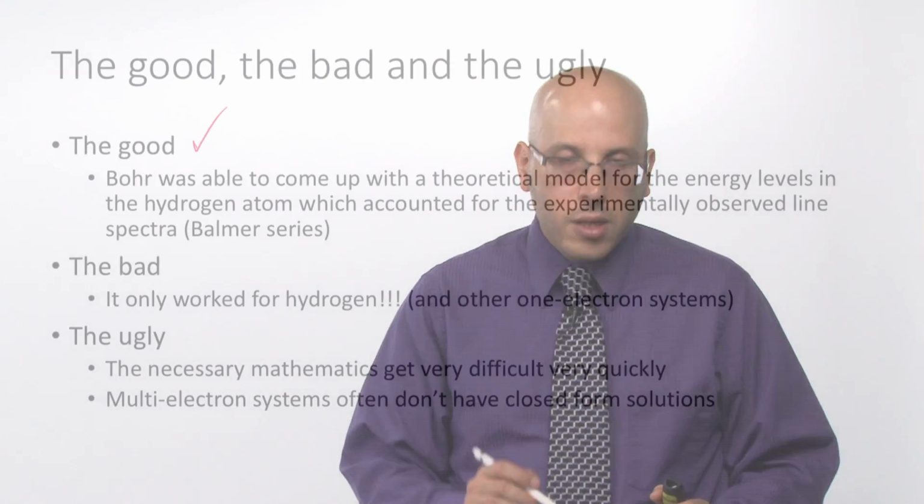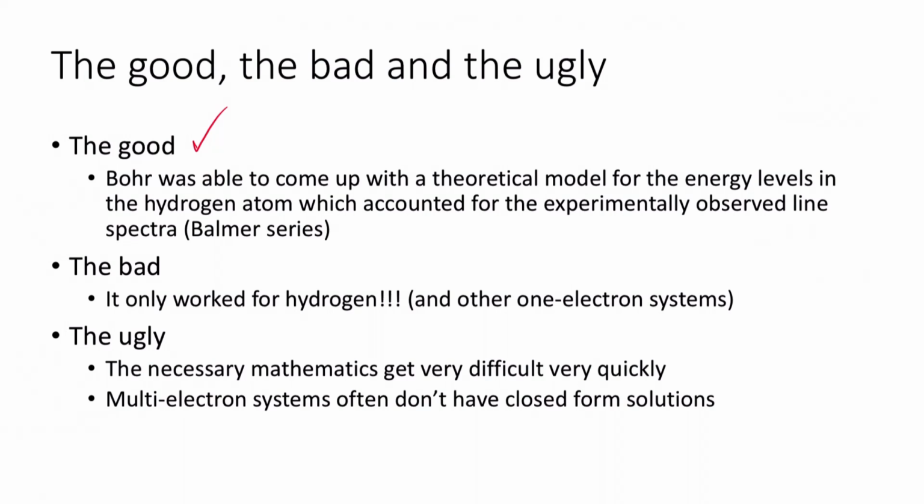Okay. Here's the bad news. It only worked for hydrogen, or perhaps more specifically, things with only one electron in them, which are called one electron systems. So that was really bad. Okay. You wanted something that would describe not just hydrogen, but all of the other elements in the periodic table. And it just didn't seem to work for anything other than hydrogen.